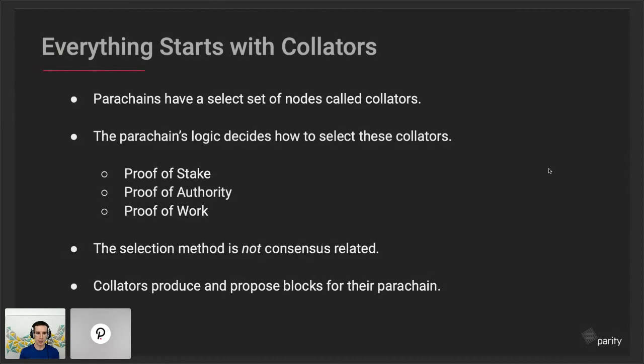And so you could do the same thing in parachains. You could have some difficulty threshold and make a proof of work parachain. But instead of that collator deciding which chain it's going to add to, it just gets to propose the block to the relay chain. And then it's up to the relay chain to decide which chain ends up being final.